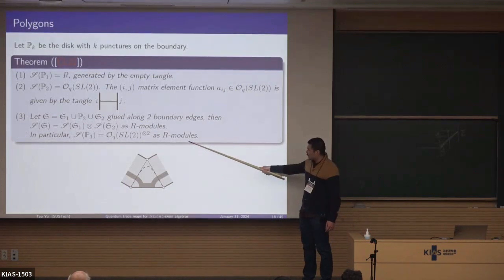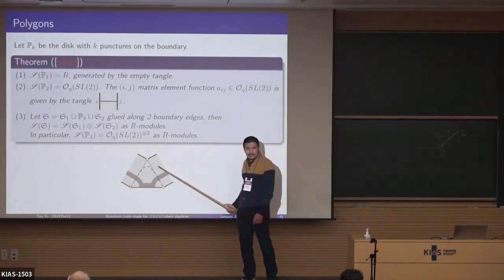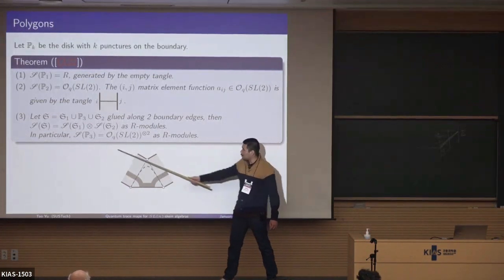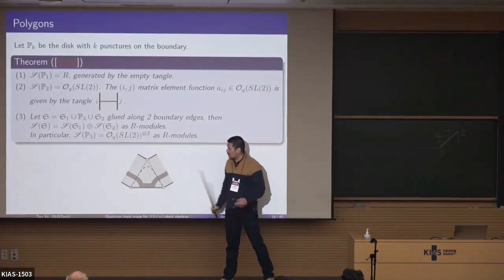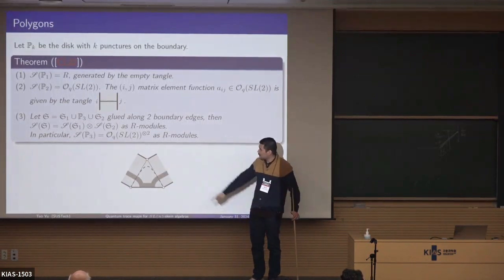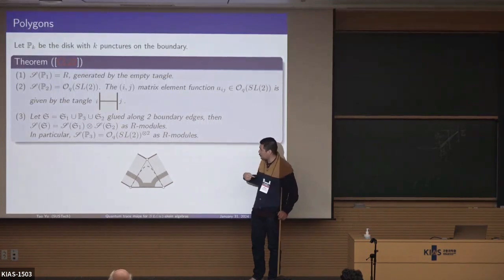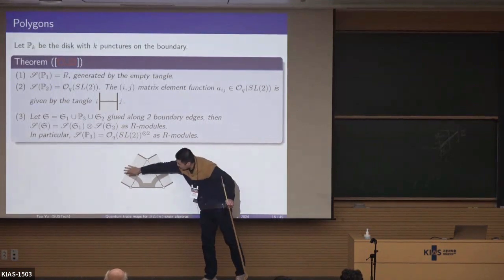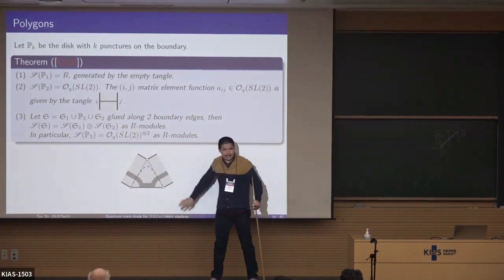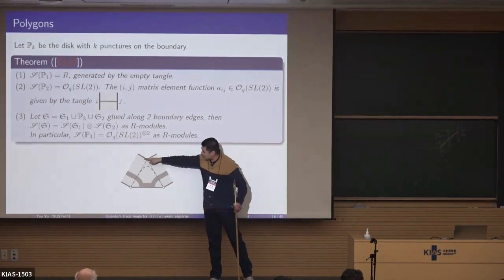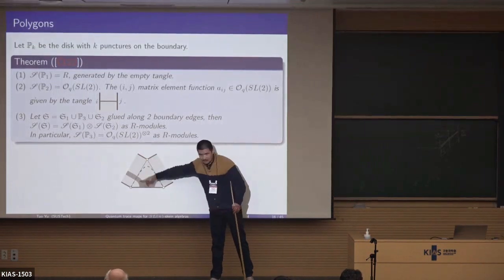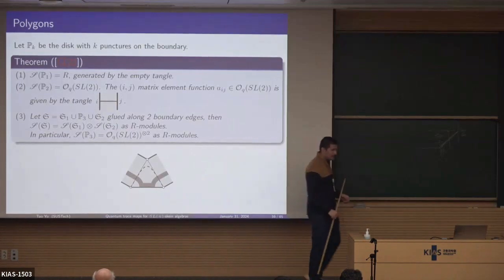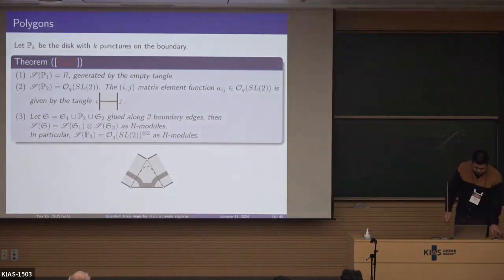A special case is really interesting because triangles are what we're interested in for the quantum trace map. And this tells us the stated skein algebra of a triangle is the tensor product of two copies of OQSL2. You just connect this side, and you see a triangle is just two bigons glued along a triangle.